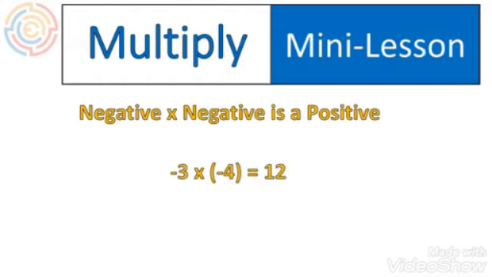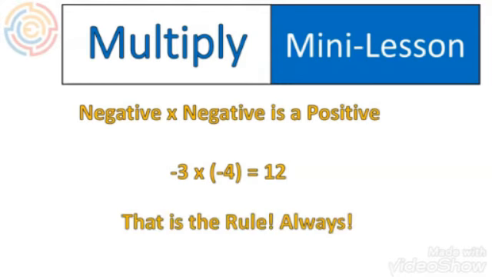In our example we just did, -3 times -4 gives us +12. It's a rule. It will always happen. That's the way it is.